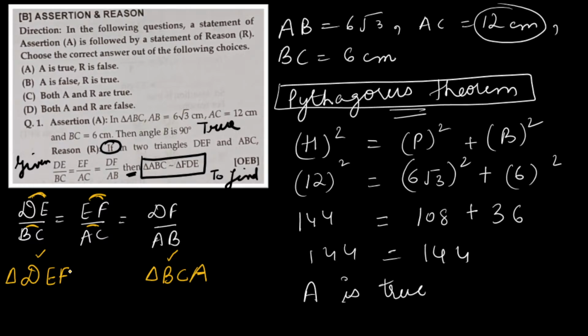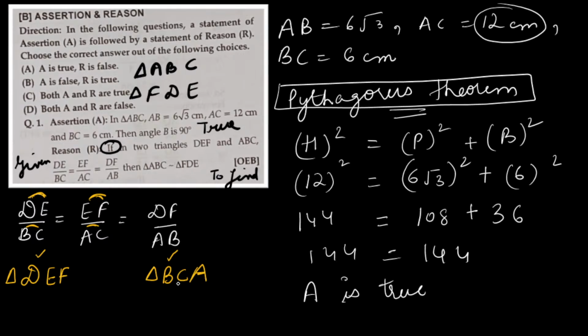That means at D's place B should be written. If we can see the given names, what are the given names? Given names is ABC, triangle ABC, and here FDE. FDE. These are the given names. So we have to check the corresponding angles. Are they written at the same place?